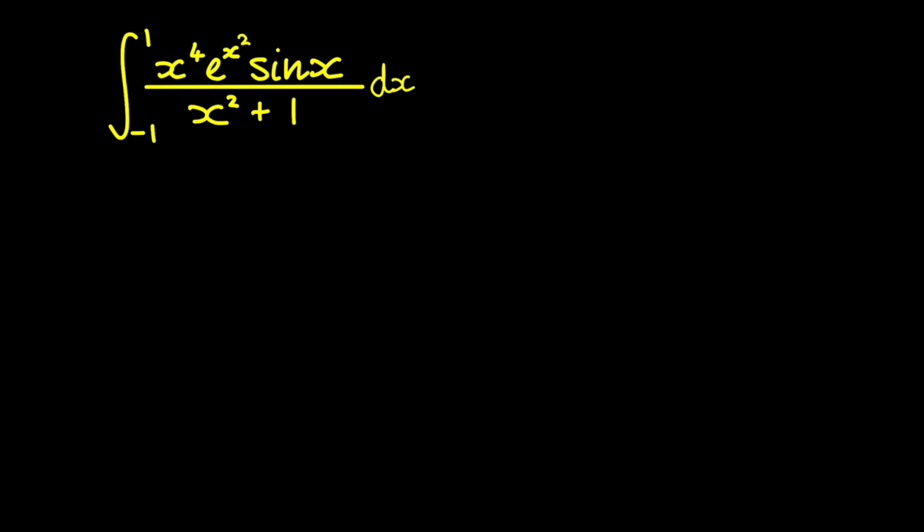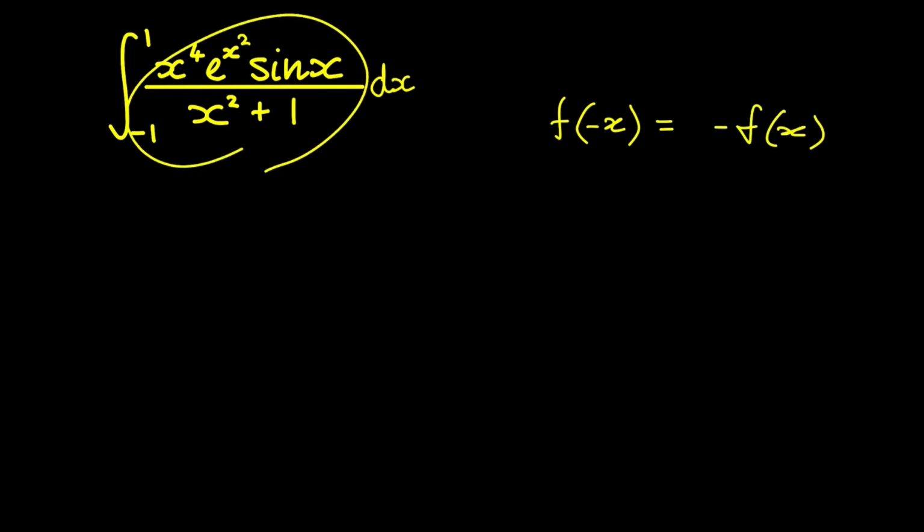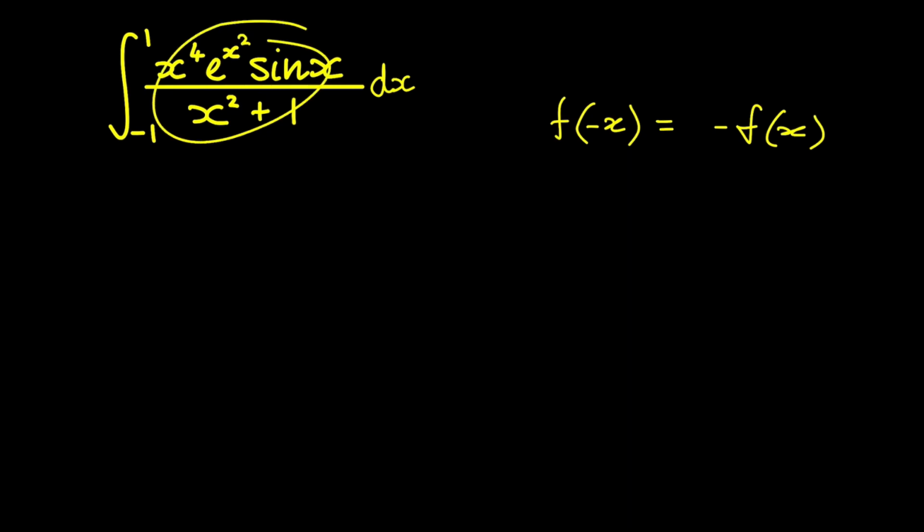So what does it mean for a function to be an odd function? If we were given the function f of x, and we were to substitute in negative x into this function, it would be odd if our output was negative f of x. So let's try that with this expression over here.